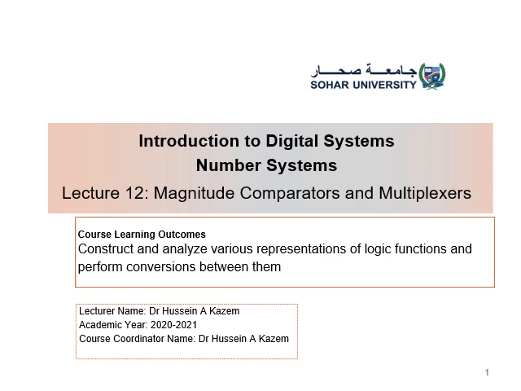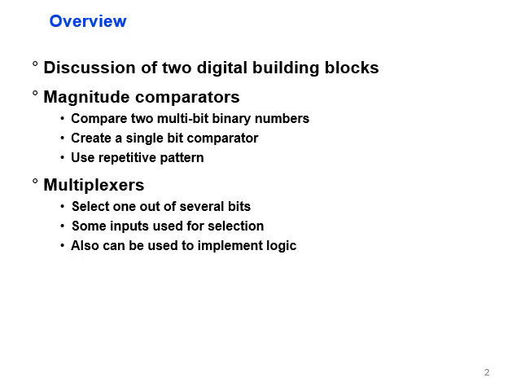Today's topic is the magnitude comparator and the multiplexer. Now we are going to discuss two things: the magnitude comparator and the multiplexer. Magnitude comparator, we will compare two bits, two binary numbers. Okay, 4 bits, and we will create a single comparator, and we will see the pattern of operation.